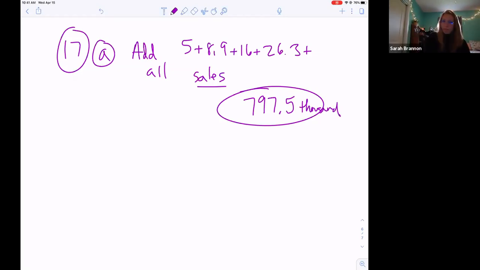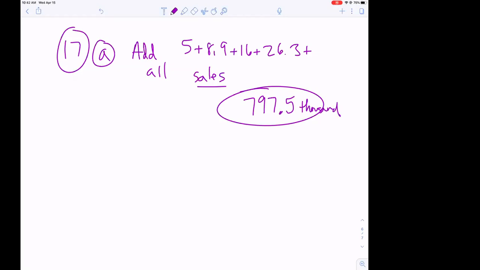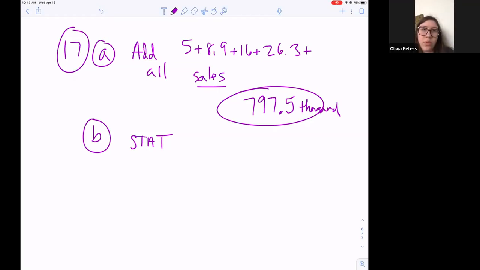That's what I got. So that's all you had to do for that one. Then for B, they wanted you to actually go to the stat button on your calculator and enter in your chart. They do tell you X is the number of years since 1985.